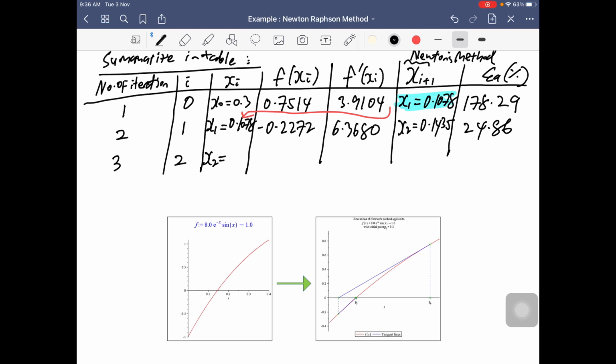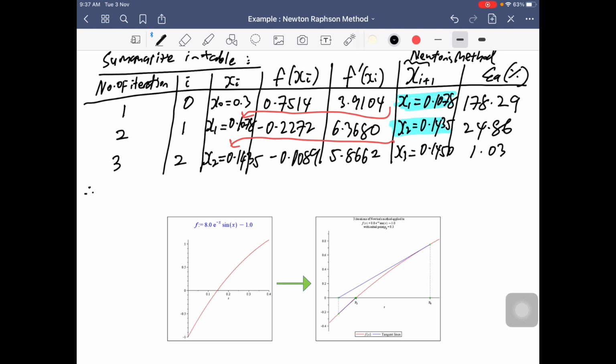And then in the third iteration, here we calculate x2. X2 kita dapat from previous calculation, and then we just bring it here. Alright. So x2 is 0.1435. And then the value here is negative 0.0089, 5.8682. And then x3 by using Newton's method is 0.1450, and then the error estimation is 1.03.